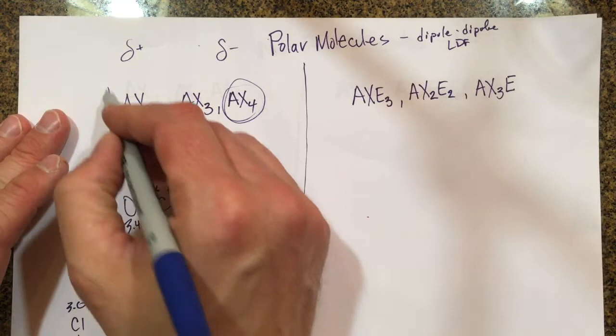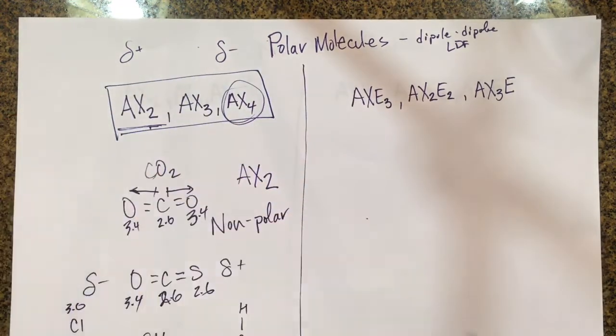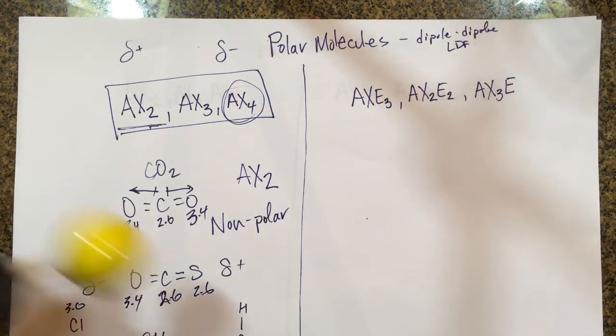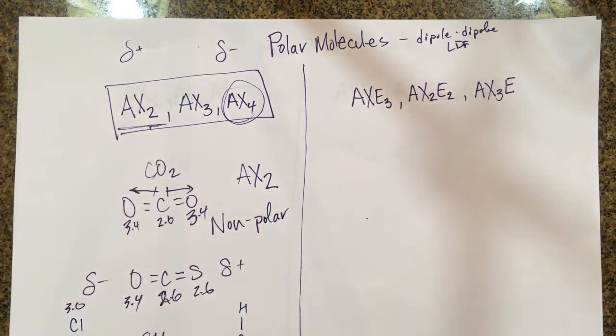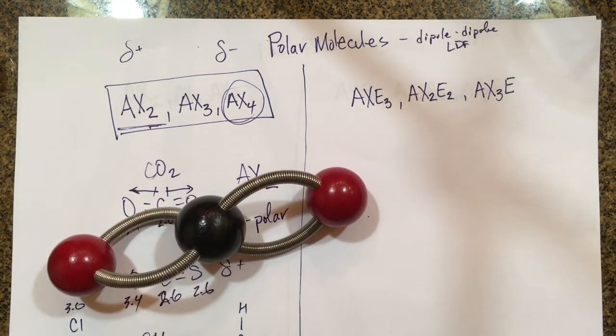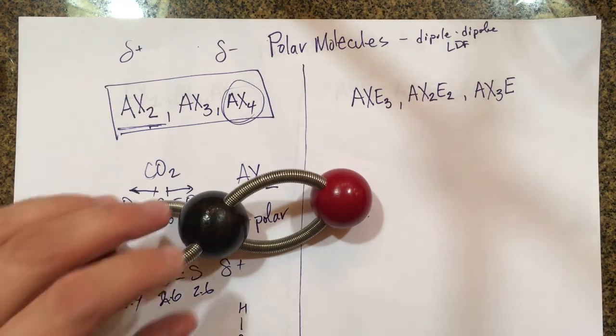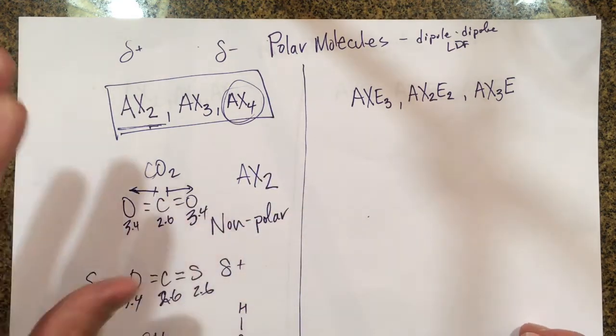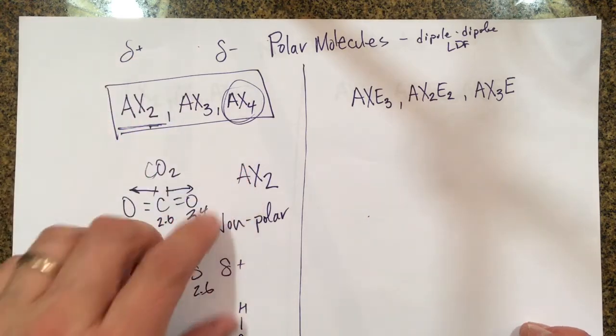So anytime that you have no lone pairs, you look at the entire molecule, compare the electronegativities of everything around it, and if it's not balanced, it's polar. If it's balanced, it's going to be nonpolar. That's how you determine polarity with molecules that do not have lone pairs.